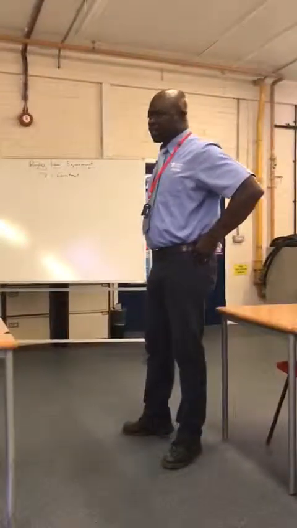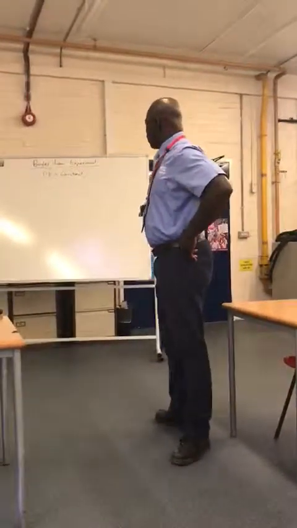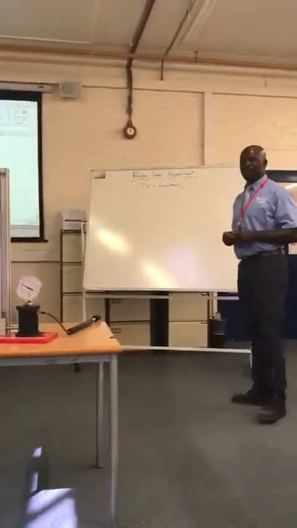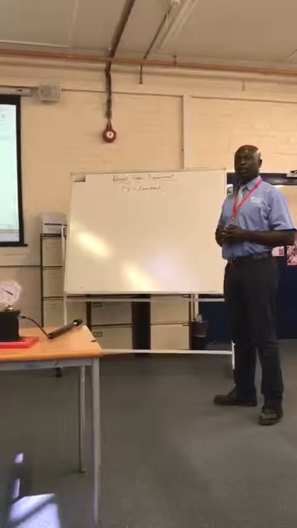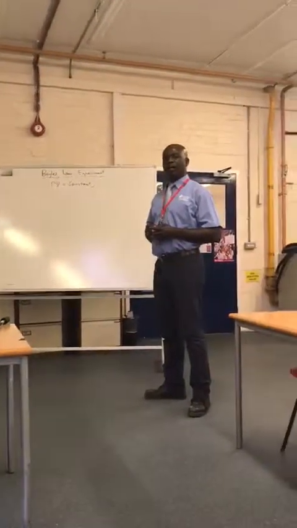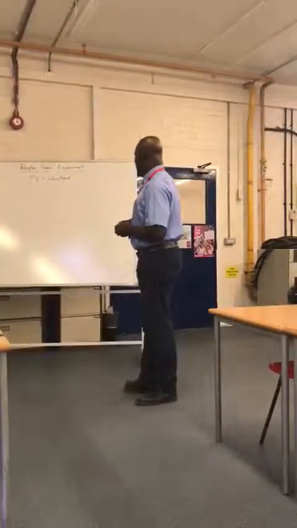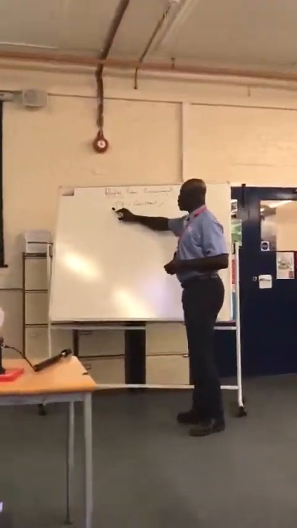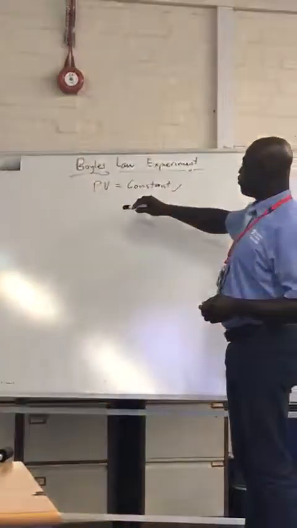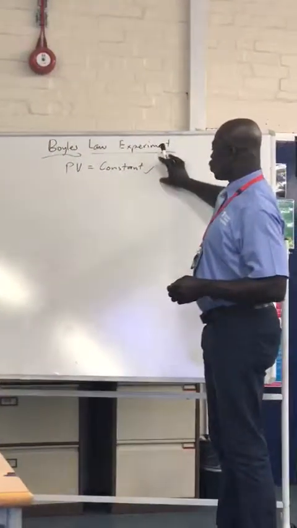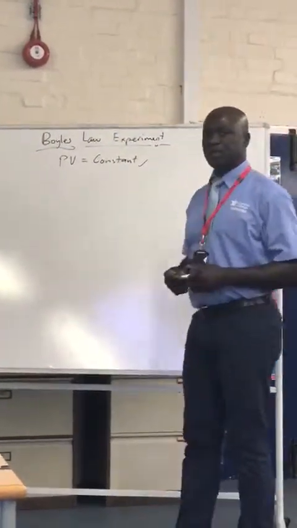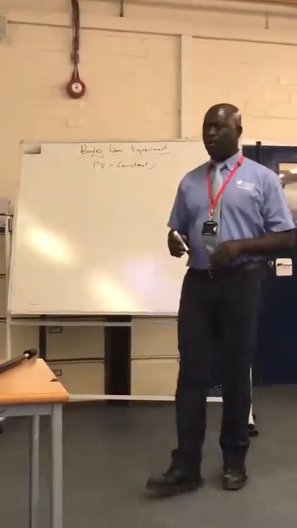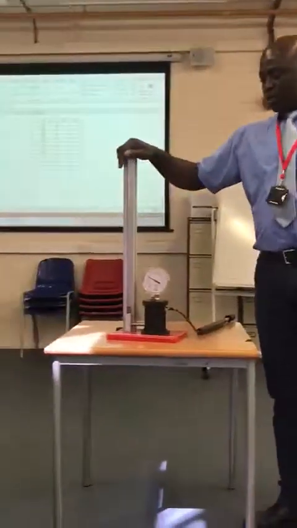Hello. This experiment is to establish the relationship between pressure and volume for a fixed mass of gas. What we are going to do is to prove that pressure times volume for a fixed mass of gas at any point is constant so far as the temperature remains constant. The apparatus that we are going to use is the Boyle's law apparatus.